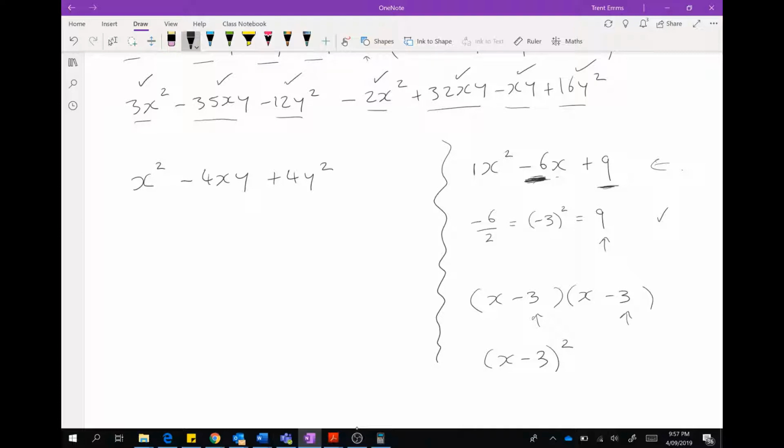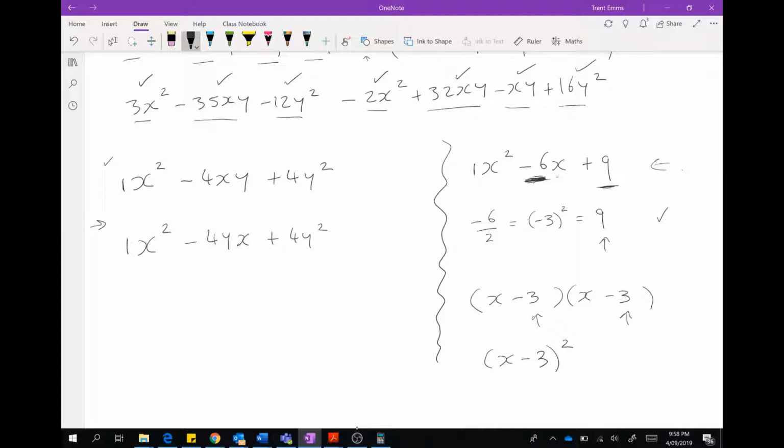So that's a perfect square. Going over to what we have here, we're going to follow the same steps. Make sure there's a 1 in front of x squared. There is. Tick. That's done. Then I'm just going to rewrite it like this: minus 4yx plus 4y squared. We've still got that 1 in front of x squared, so that's good.